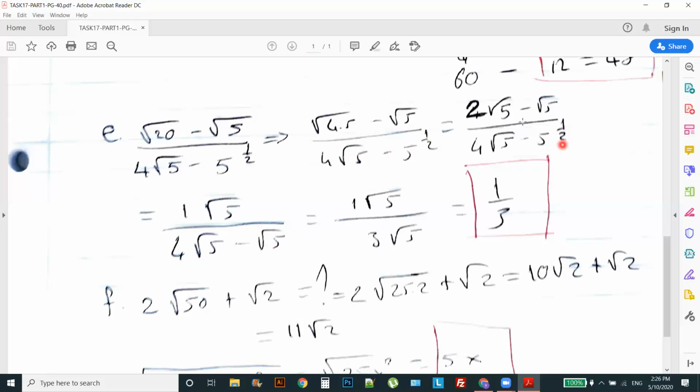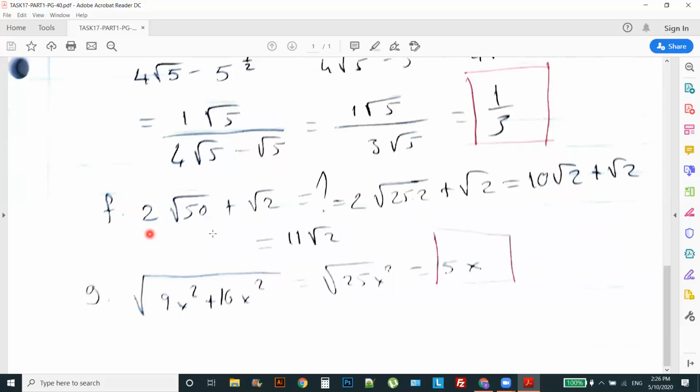So the final thing: 2 root 5, which is 4 root 5, minus root 5 equals 1 root 5, or you can just say root 5. So 4 root 5 minus 5 to the power of 1 over 2, we said I'm going to write it as root 5. Now it's the same, I can do this subtraction. So 1 root 5 divided by 4 root 5 minus root 5, which is 3 root 5. Root 5 divided by root 5 will cancel each other. It's going to be 1, so the answer is going to be 1 over 3.